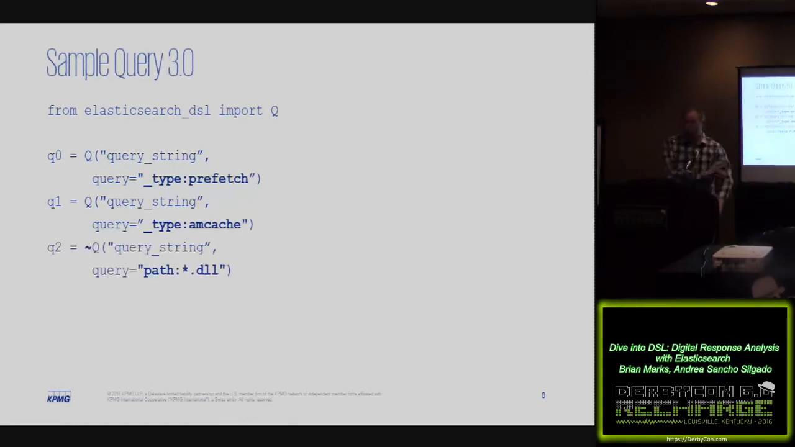Let's say the AM cache also has all the DLLs that were loaded with an executable. Let's say we just want to filter those out, just look at the executables. You can use this curly tilde in front of the Q as a Boolean not. So if we build this last query, this would be artifact type prefetch or artifact type AM cache and not path ending in DLL, all in that query right there. We deserialize it to a dictionary.